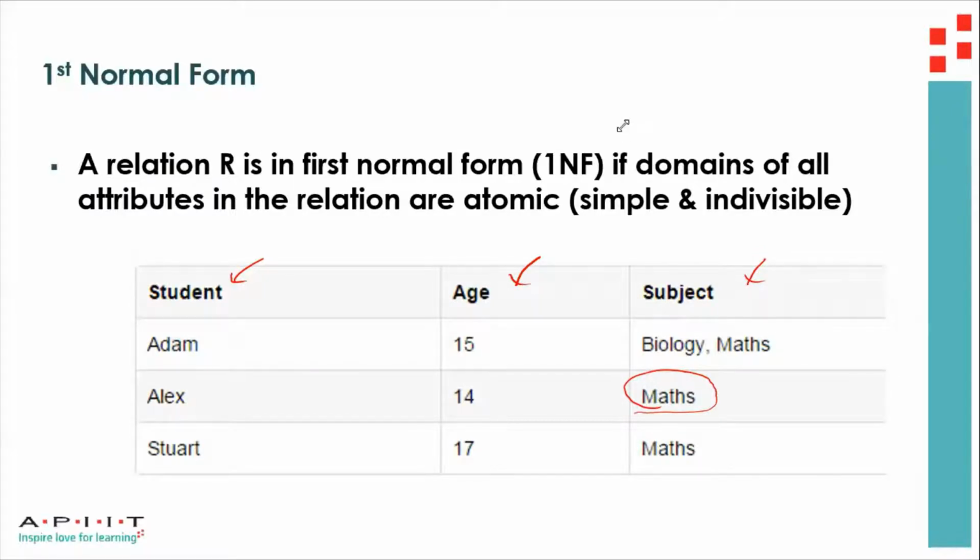Here the multi-valued attribute could be a telephone number. See, you have student, age and telephone number. Under telephone number, you have a lot of values. So this is not in the first normal form. Let's see how we can make it into the first normal form.